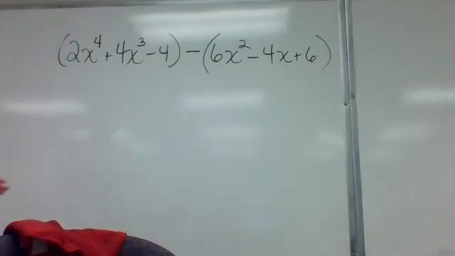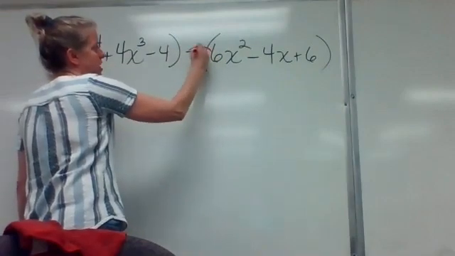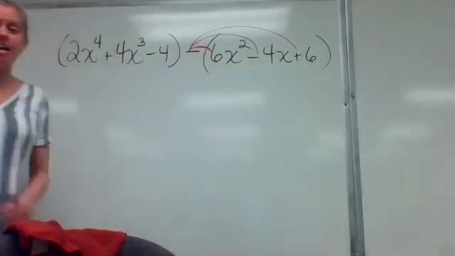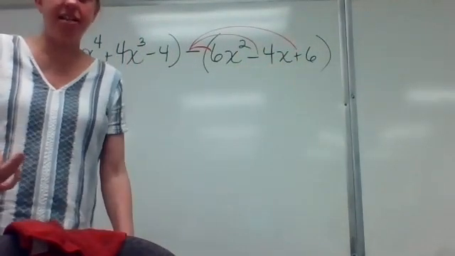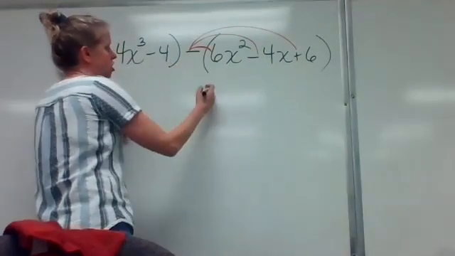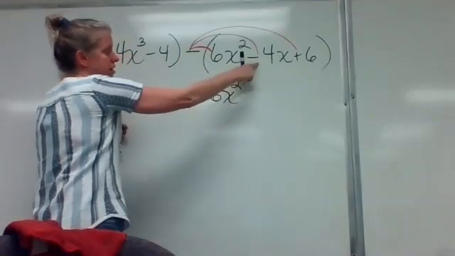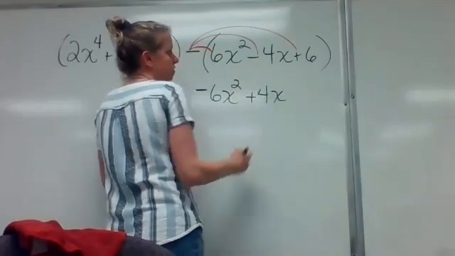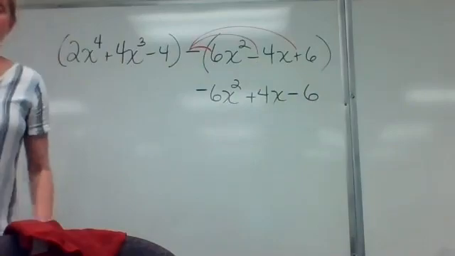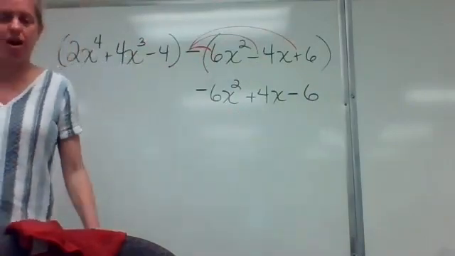Now, we're still combining like terms. It's just that when you have a minus in front of your parenthesis, you have to remember that it changes all those signs. So if you wanted to, in the beginning, you could actually distribute this negative. So that's going to just turn that into a negative 6x squared, a plus 4x, and a minus 6. So if you wanted to just go ahead, that means you've taken care of the minus part of that problem.